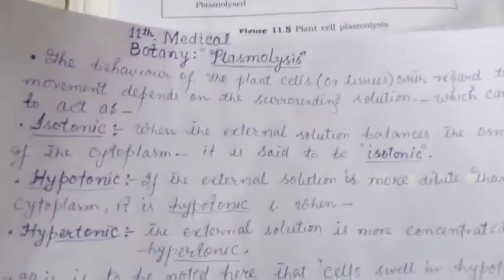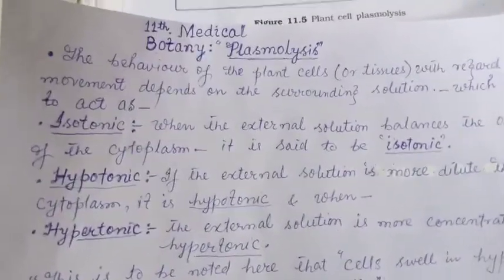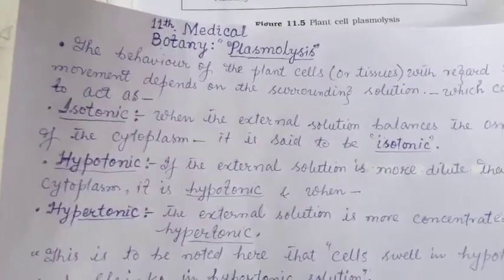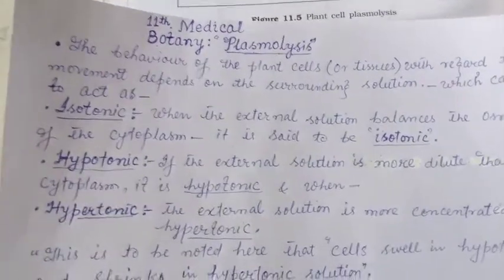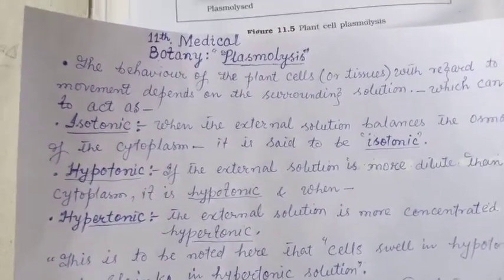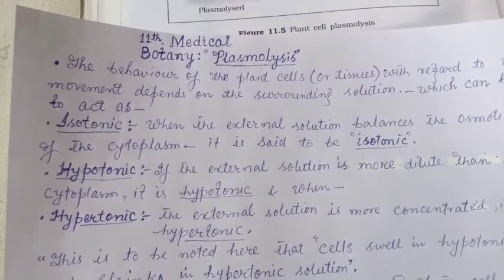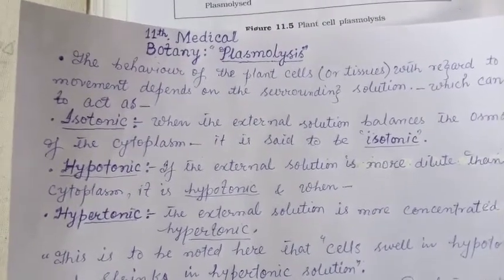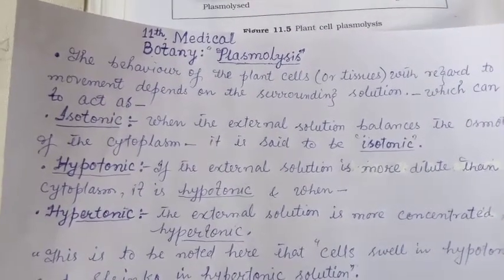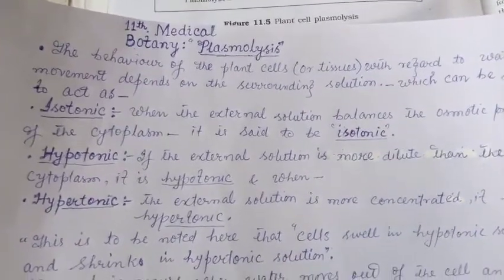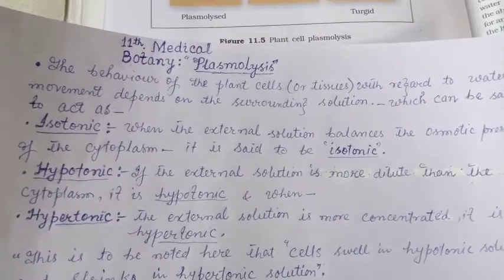So there are three situations, or three types of media in which the cell could be embedded: isotonic, hypotonic, and hypertonic. Isotonic, you must now know, is when the concentration of the internal and the external environment of the cell is similar. Hypotonic is when the external environment has lower concentration, and hypertonic is when the external environment has greater concentration than that of the internal environment of the cell.